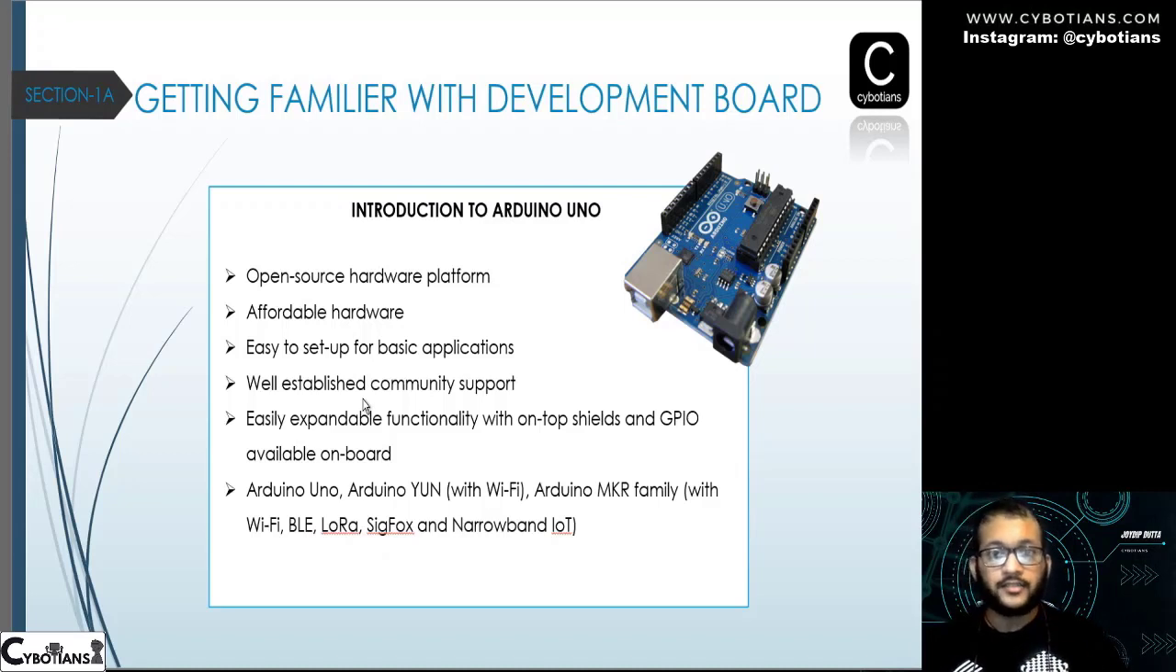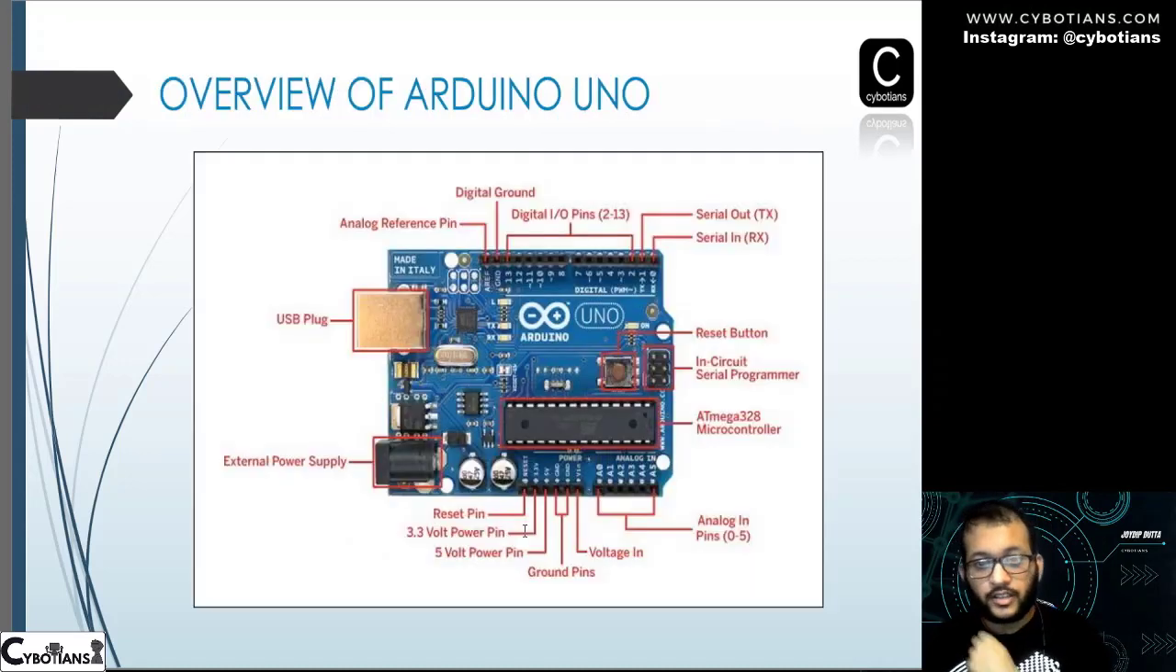Arduino Uno has a huge number of versions. For example, there are Arduino Uno, Arduino Nano, Arduino Mega, Arduino Due. As you can see in the PPT, the Arduino MKR family with Wi-Fi, BLE, LoRa, Sigfox, and Narrowband IoT. So there are lots of versions available in the market. It depends on you what kind of version you should work with. Let's get started with the next one.